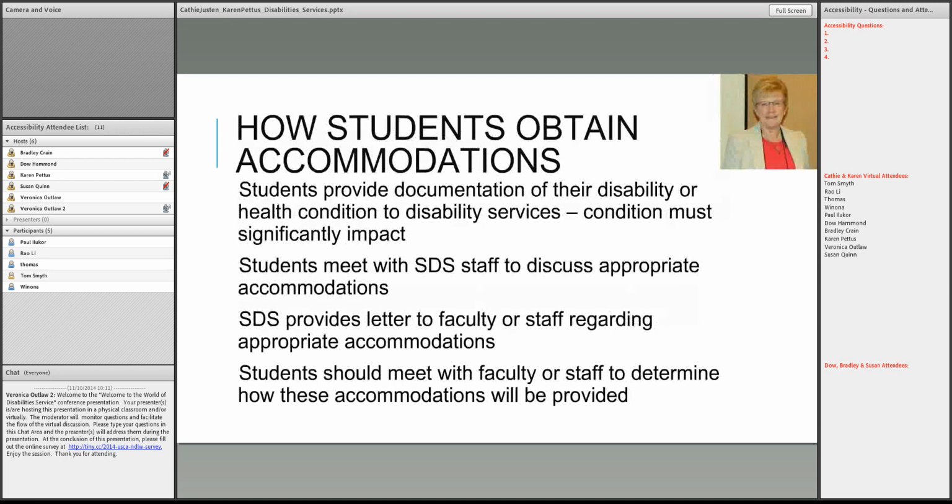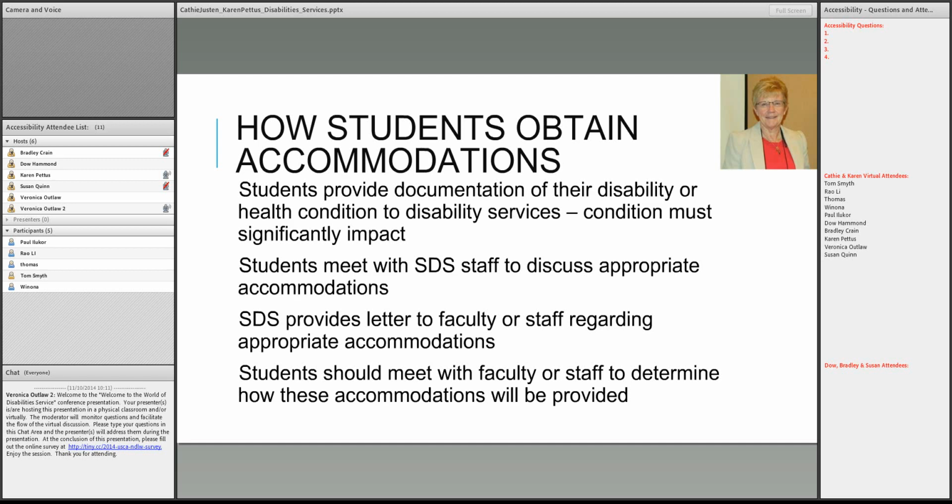So, how do students go about obtaining accommodations? And this is a question that we are asked frequently, because it's a very different process from what students experienced in high school, and we're not under the same laws, and we don't have the obligation to identify students with disabilities like they do in K through 12, and so the process can be very different.